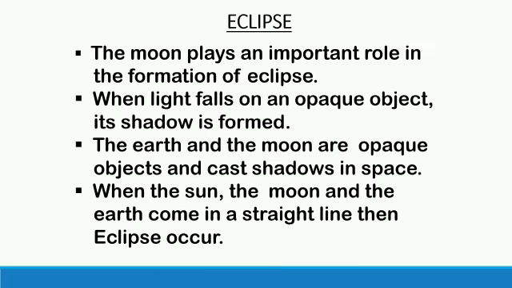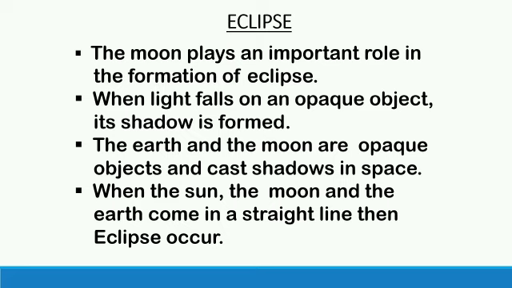Now we are going to learn an interesting topic, that is eclipse. Before starting eclipse, we want to learn what a shadow is. Do you know how a shadow is formed? Wait, I will tell you. First you take a torch or candle. Then shine the torch on the wall and place your hand in between. Then you see a shadow on the wall.